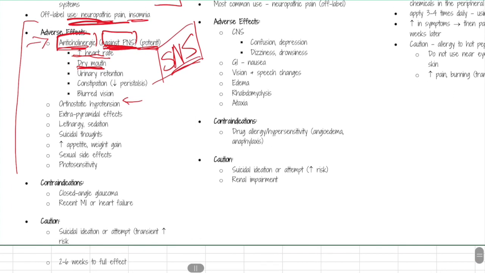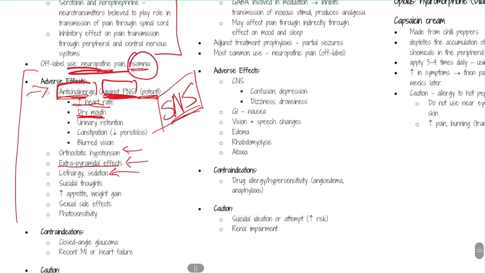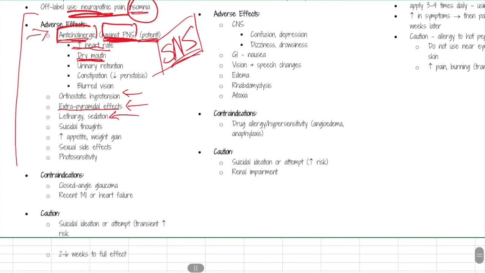There's extrapyramidal effects, as there are with many antipsychotics. You know what? I'll talk about them when I talk about mental health, but they're kind of like tardive dyskinesia, almost like Parkinson's, like shaking and stuff like that. They do cause lethargy and sedation. In fact, one of the other off-label uses other than neuropathic pain is insomnia.